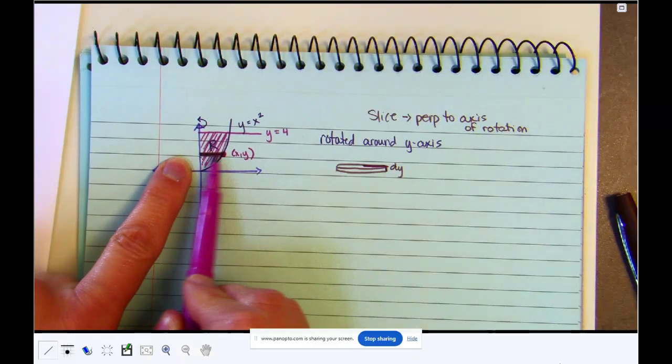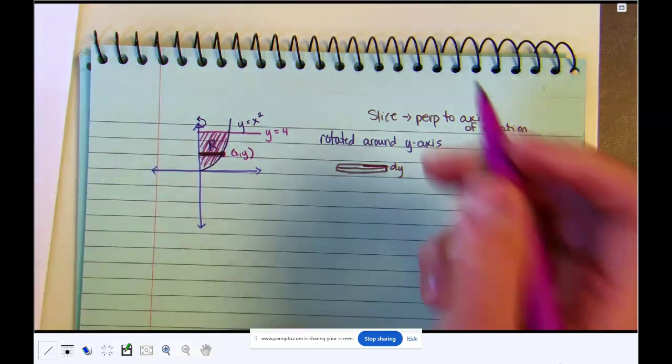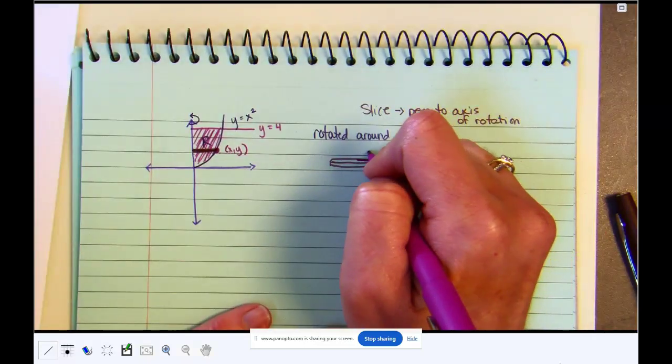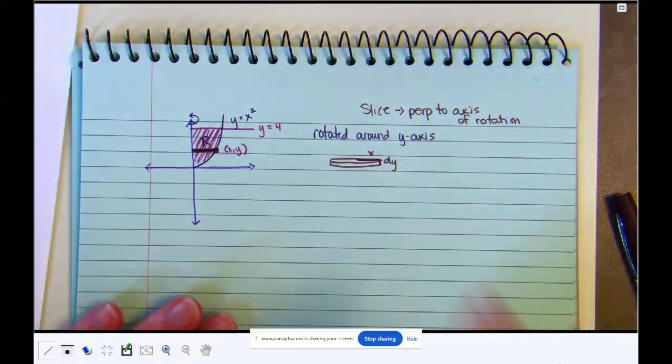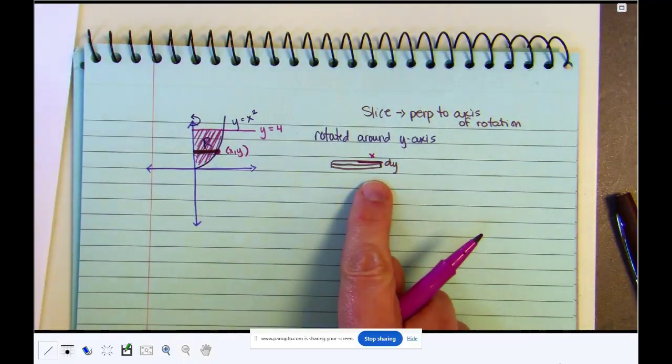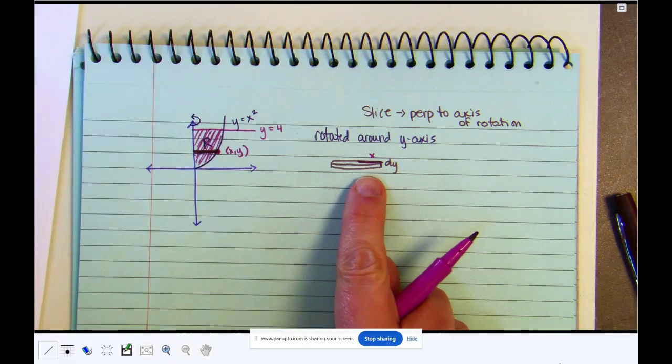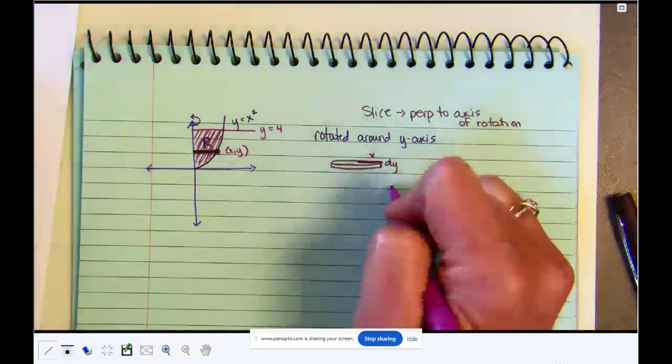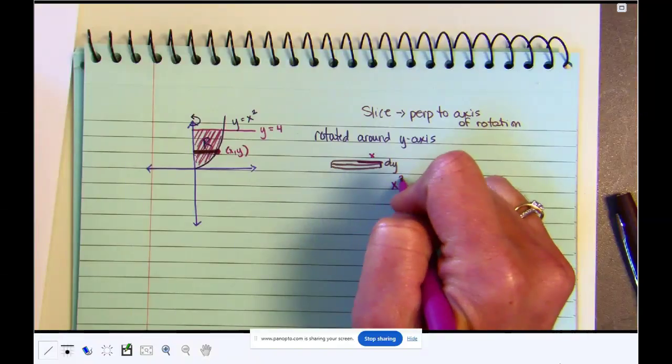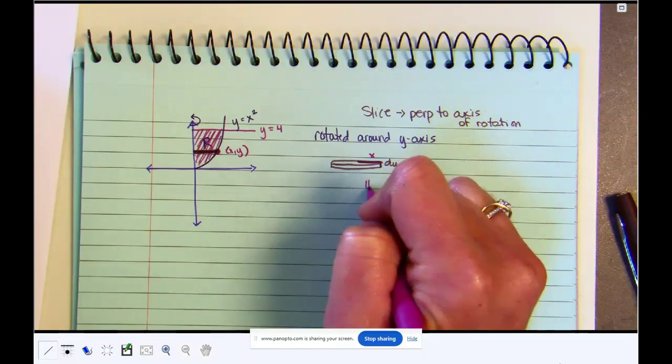Now, radius is always your distance to the thing you're rotating around. That's important, distance to what you're rotating around, so there you go. So your radius is x. So what's the volume of this one cylinder? Pi x squared dy.